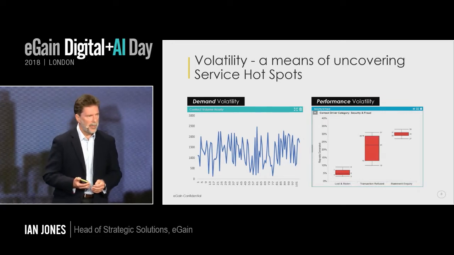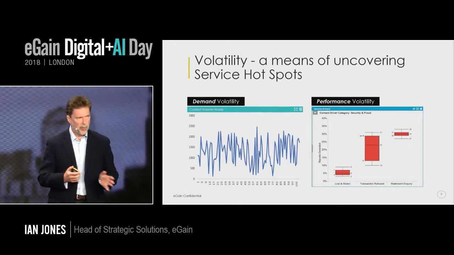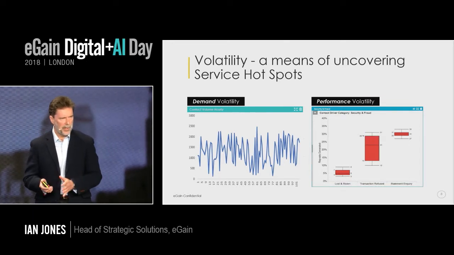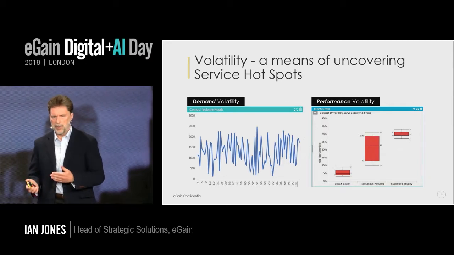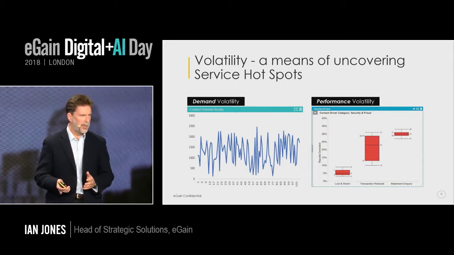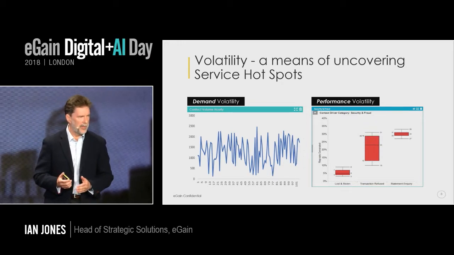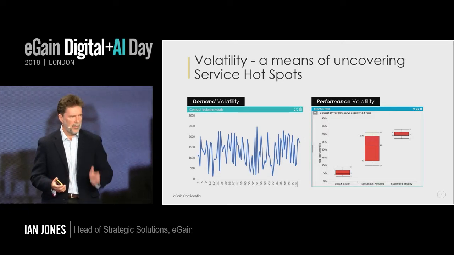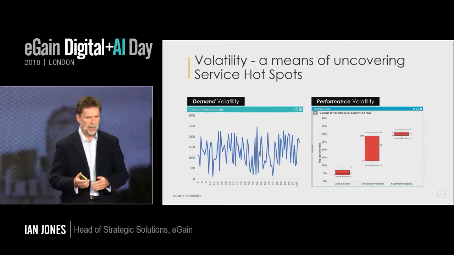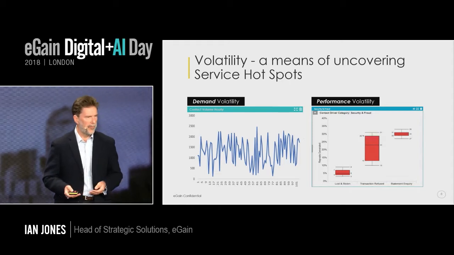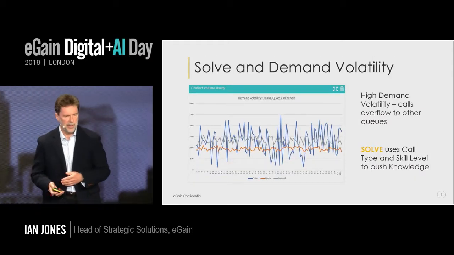But one of the things we're doing currently with some of our customers, we're exploring a little bit more with analytics to see if we can identify where the customer service hotspots are. And the thing we're using at the moment is the idea of volatility. How much does something vary? So on the left-hand side, you'll see the demand volatility, how much the demand for a call type varies. And on the right-hand side, we'll talk about the performance. I'll just talk through those in detail.